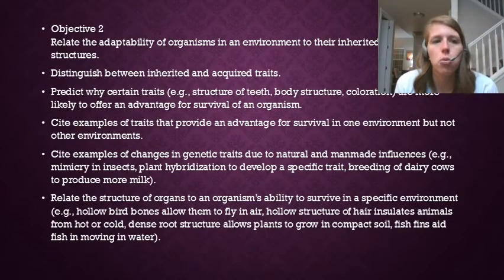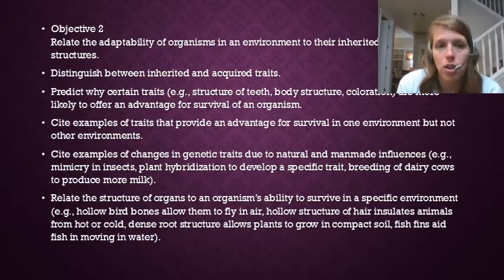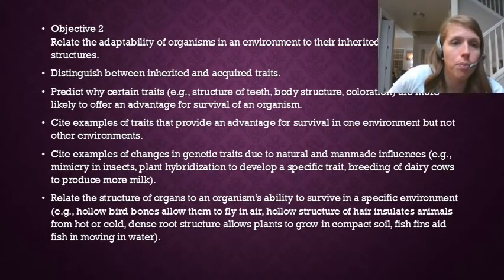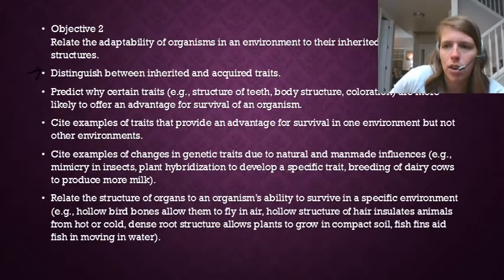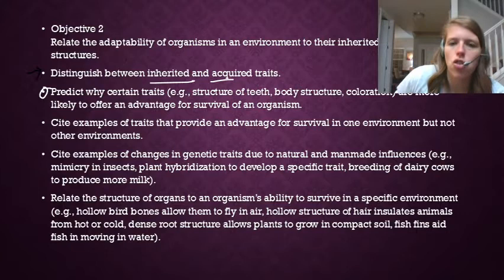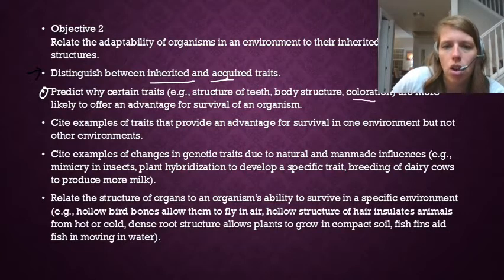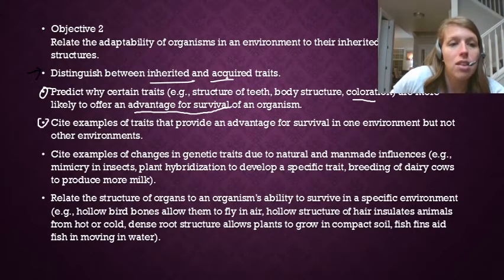We have a few objectives we're going to cover today. I wish you guys could help me read them, but I guess I will read them. The first one is to distinguish between inherited and acquired traits. That one's pretty easy, I think. The second one is to predict why certain traits, structure of teeth, body structure, coloration, are more likely to offer an advantage for survival of an organism. And then cite examples of traits that provide an advantage for survival in one environment but not in other environments.